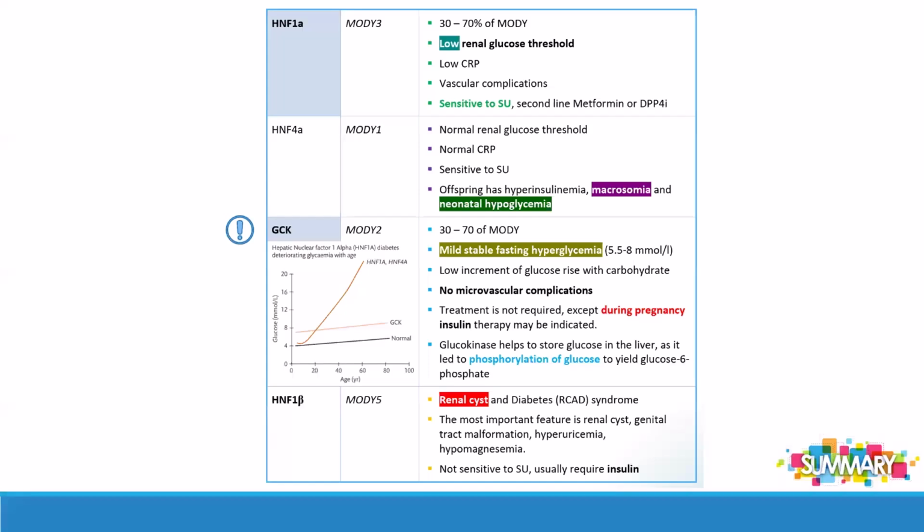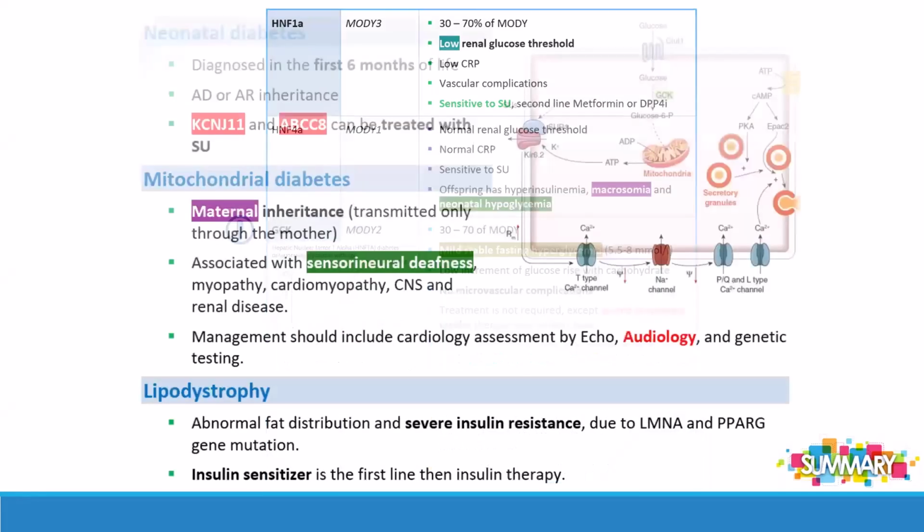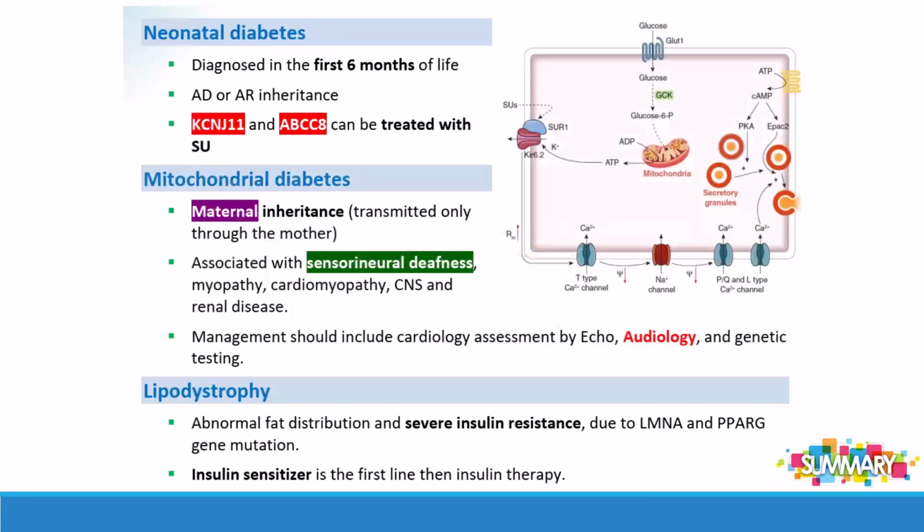So you need to know the clues for answering each MODY. HNF1 alpha: low renal glucose threshold, low CRP, there is a vascular complication, and sensitive to sulfonylurea. And I will cover it in more detail later because it is very important.